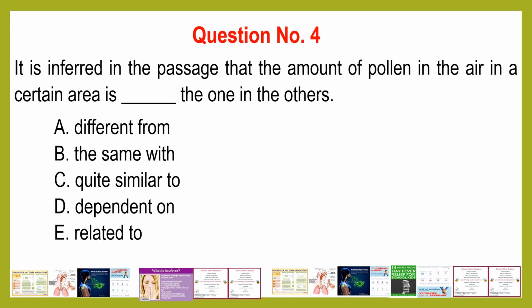Question number 4. It is inferred in the passage that the amount of pollen in the air in a certain area is blah blah blah the one in the others. Tersirat di dalam bacaan bahwa kandungan serbuk sari di udara di suatu kawasan titik-titik dengan kandungan serbuk sari yang ada di kawasan lain. A. Different from. B. The same with. C. Quite similar to. D. Dependent on. E. Related to. To answer question number 4, let's be back to paragraph 2.